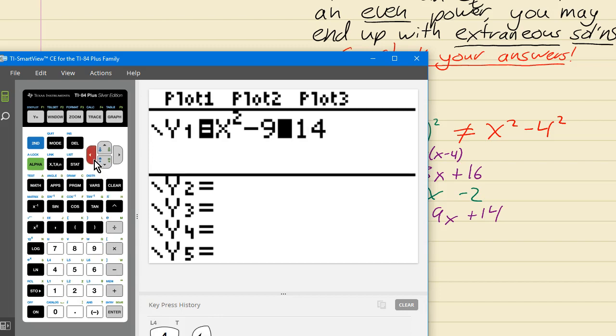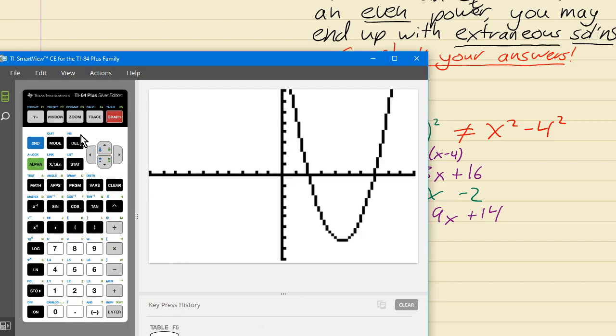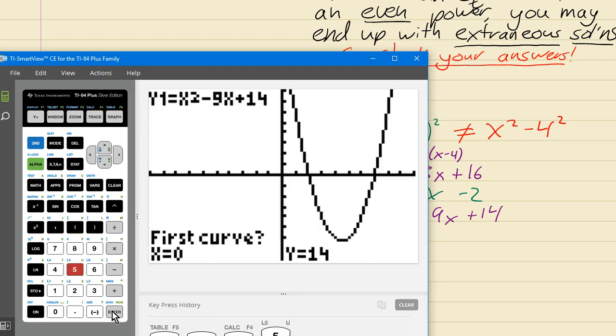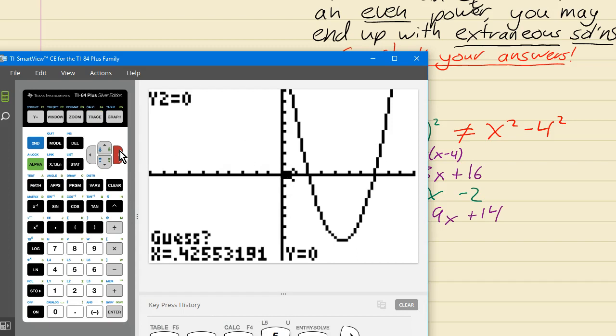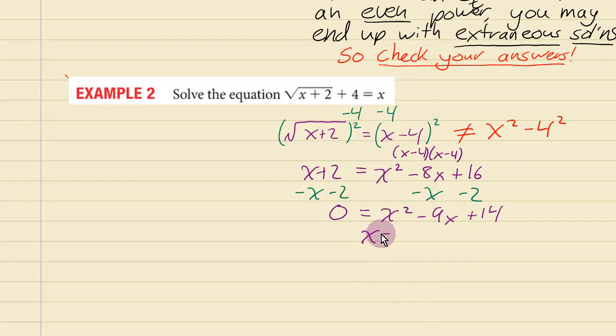Oops, I forgot the x in there, so I'll do second insert to put the x there. And then also y equals 0, so we can see where these intersect. And there's the graph. So we're going to do second calc to go down to number 5 to get the intersection. First curve is that one, second curve is that one. Just hit enter twice for that. Then move the guess close to where you think the solution is, and you get x equals 2. So one solution here is x equals 2.